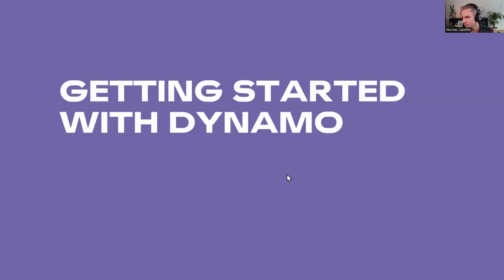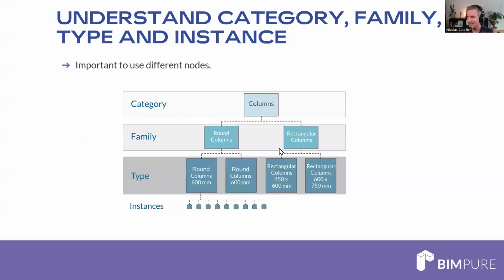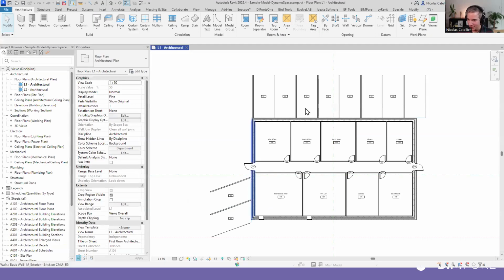All right, let's get started with Dynamo. So I have my Revit. Can you all see the Revit screen right now? Just making sure you're still not seeing the slides.